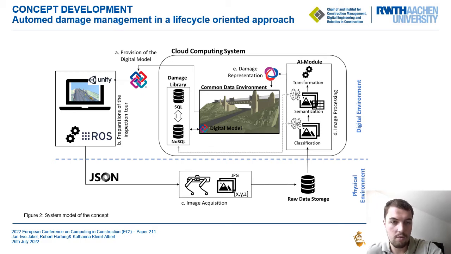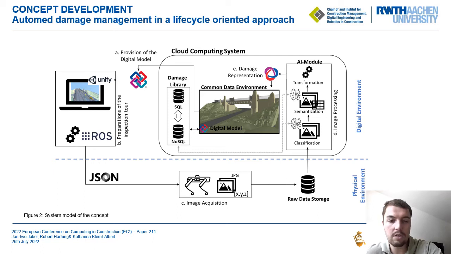In the first step, we provide the digital model and transfer it from the common data environment in IFC format into a Unity environment. In this Unity environment, we plan our inspection tour in a virtual simulation environment. We define the route, then simulate and test it. After a complete test, we transfer the inspection tour data via a ROS interface as a JSON data file into the real robot.